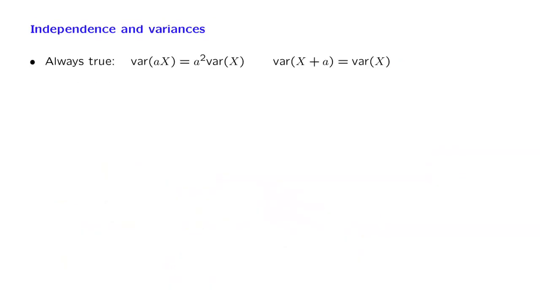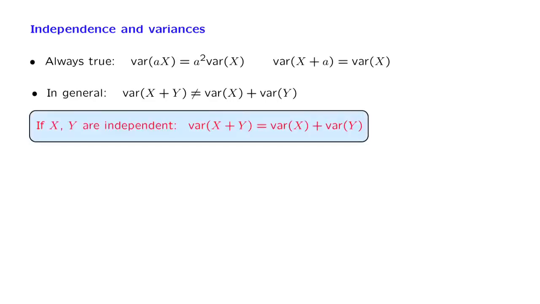Let us now revisit the variance and see what happens in the case of independence. Variances have some general properties that we have already seen. However, since we often add random variables, we would like to be able to say something about the variance of the sum of two random variables. Unfortunately, the situation is not so simple, and in general, the variance of the sum is not the same as the sum of the variances. We will see an example shortly. On the other hand, when x and y are independent, the variance of the sum is equal to the sum of the variances. And this is a very useful fact.